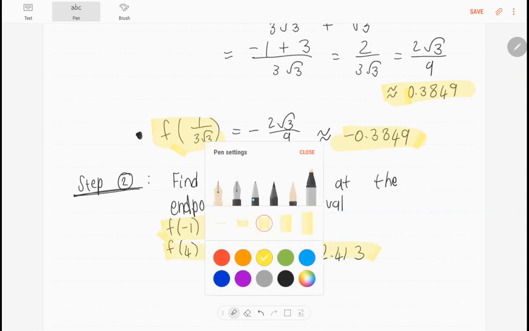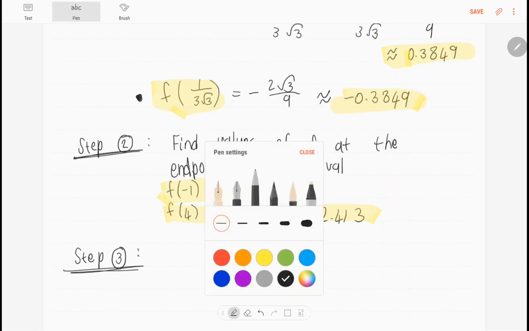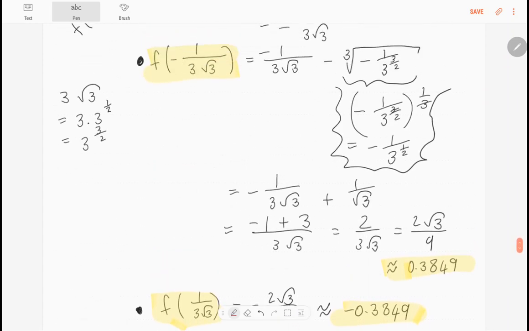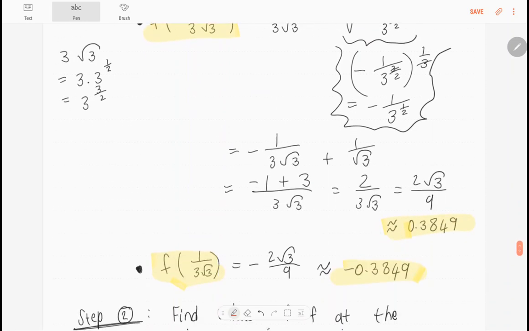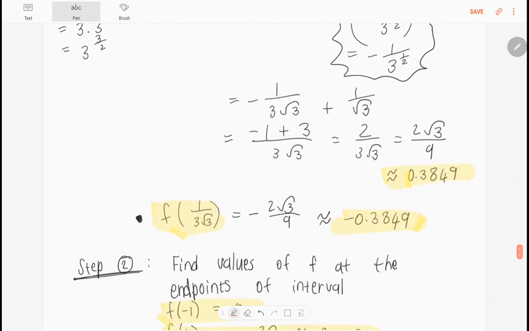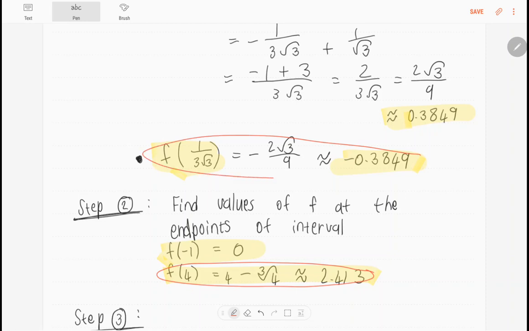Now, step 3 is simply you want to look at all of those function values that you've worked out, and you want to find the maximum and the minimum, because the maximum will be the absolute maximum and the minimum will be the absolute minimum. So of all of these values that we've worked out, we have a 0, then we have a 0.3849, we have a minus 0.3849, we have a 0, and we have a 2.413. So definitely this is our biggest one, and our smallest one will be this one.